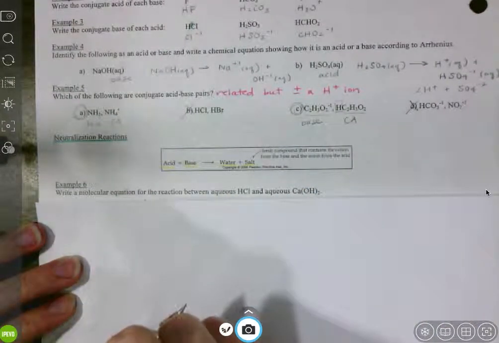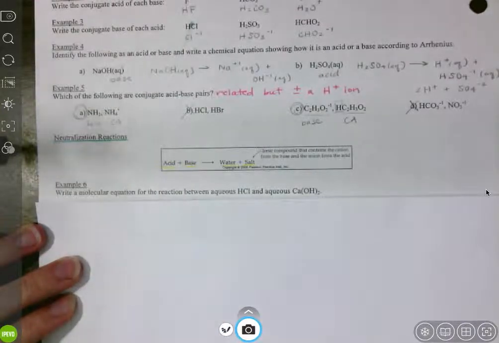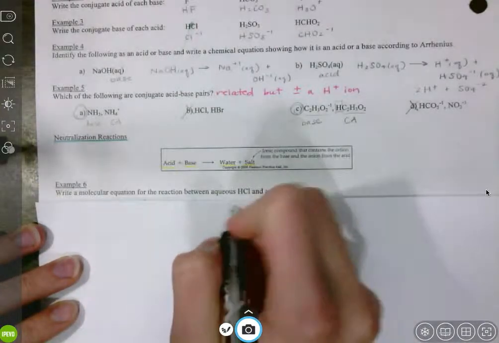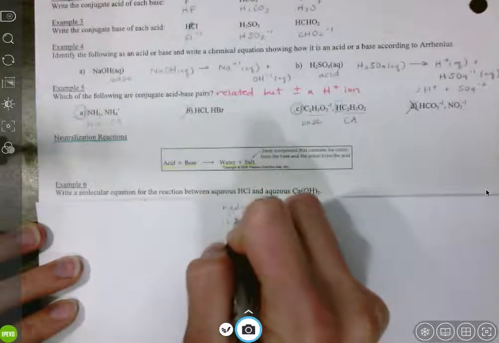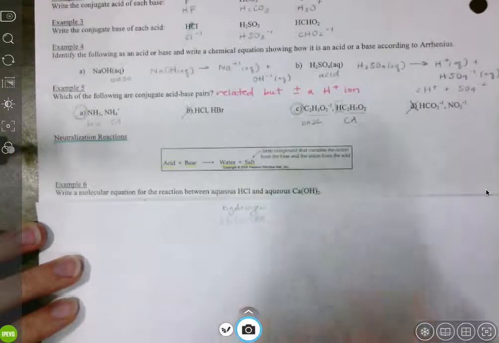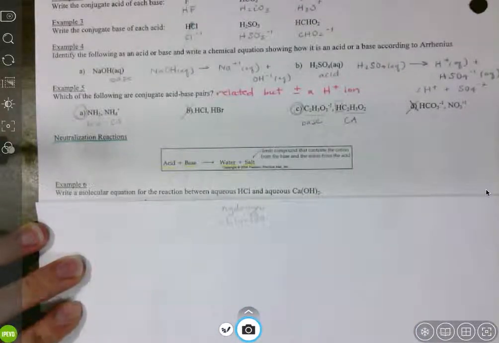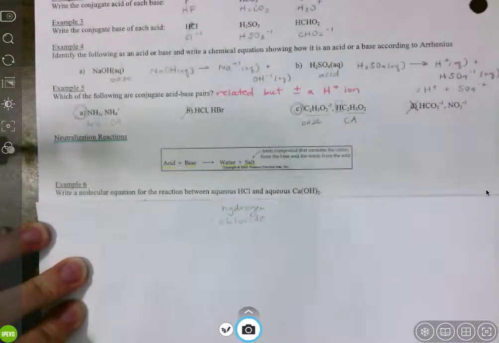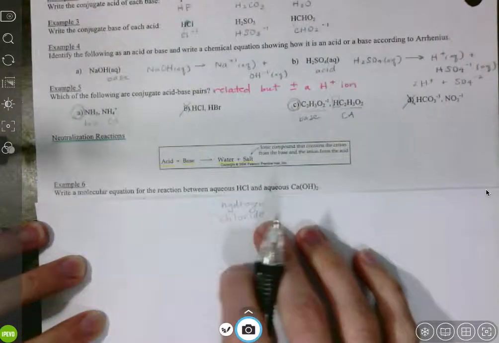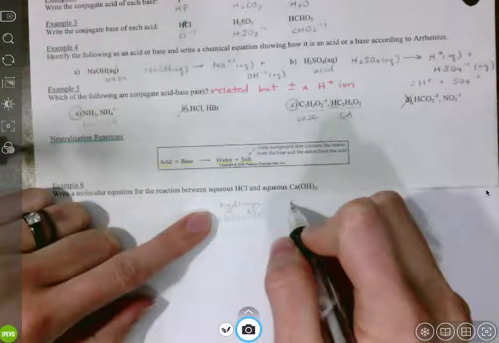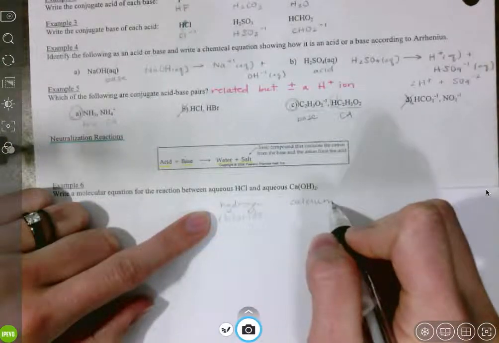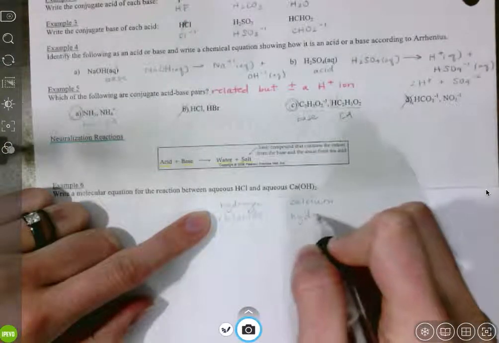So instead of naming this hydrochloric acid, we're going to name it hydrogen chloride. Same thing, but hydrogen chloride is a little less correct. Okay, and then we have aqueous calcium hydroxide. So this is calcium hydroxide.